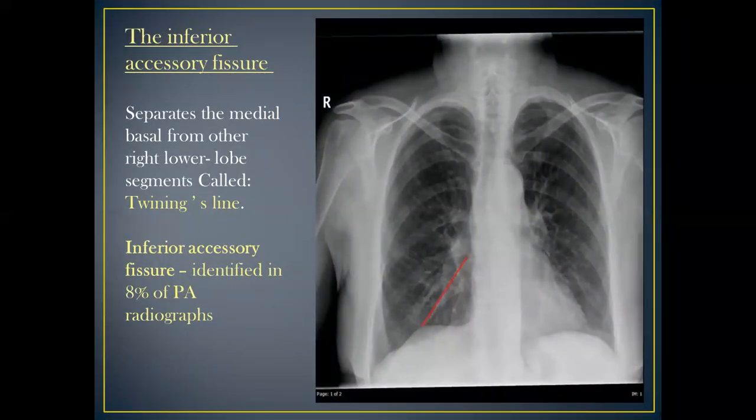The third one is the inferior accessory fissure. This separates the medial from the lateral basal segments. It is called Twining's line, and it is identified in 8% of PA chest X-rays. And there is a fourth fissure, called the left transverse fissure, which is rarely seen, in 2% of chest X-rays. It is seen in the left lung, similar to that of the right lung, and separates the upper lobe from the lingula.